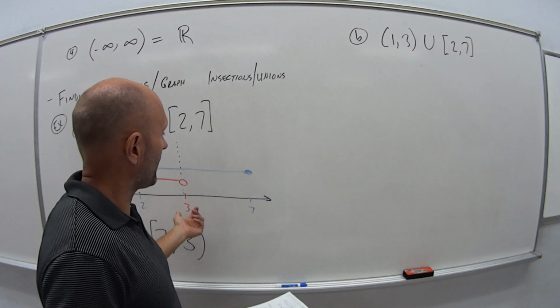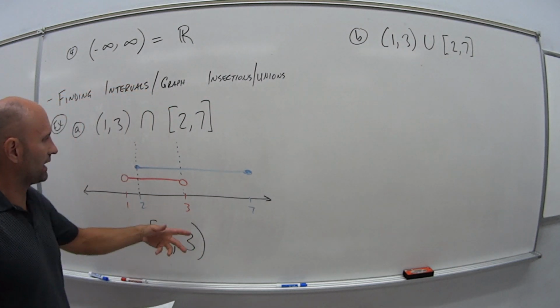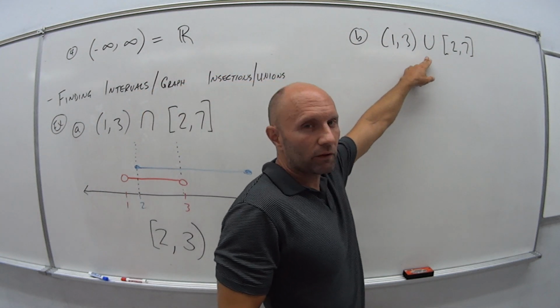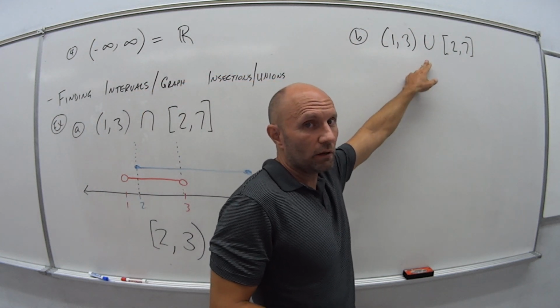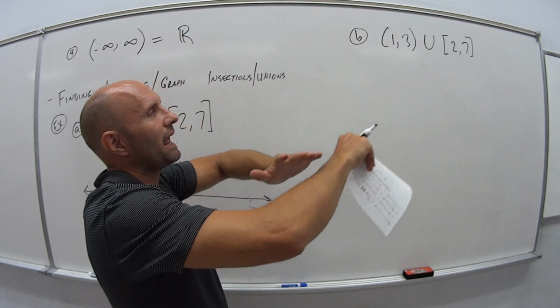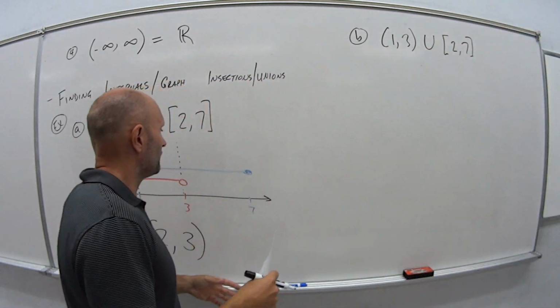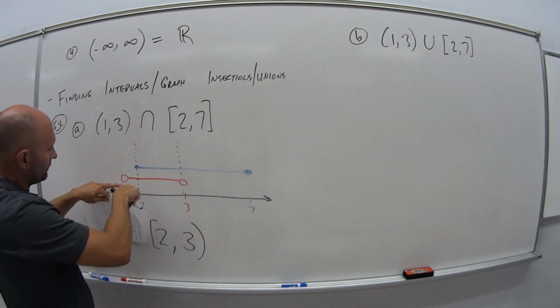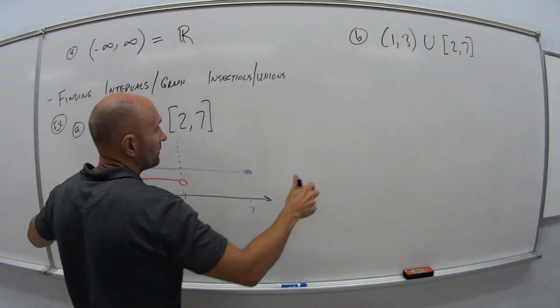Well, we have the graph, so we can use the same graph here if we want. But the difference now is what? The difference is we're talking about union. So we're talking about everything if there's a line or a dot over it. So there's a line or a dot from everywhere from what? 1 to 7.